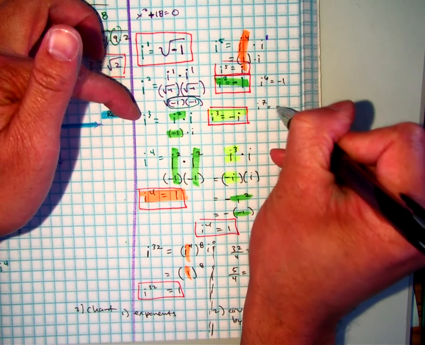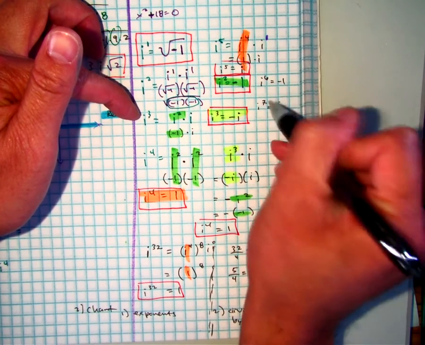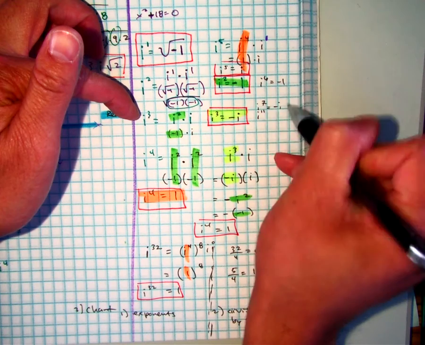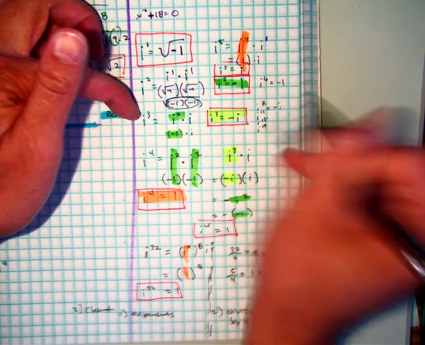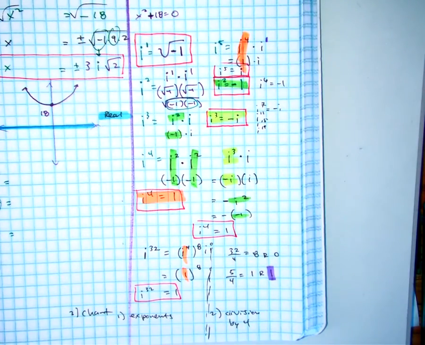i to the 7th power will be -i. And what you can do is you just keep adding. i to the 11th is going to be -i. i to the 15th, i to the 19th, and you can do that to whatever number I give you. Okay? So different variations of how to get that answer.